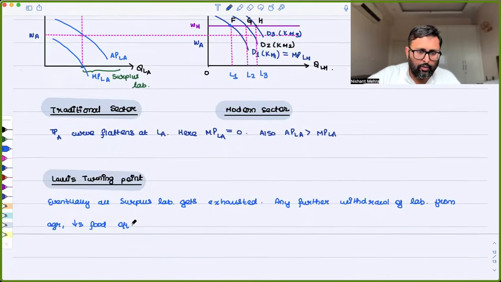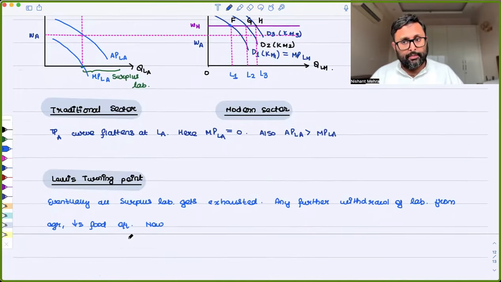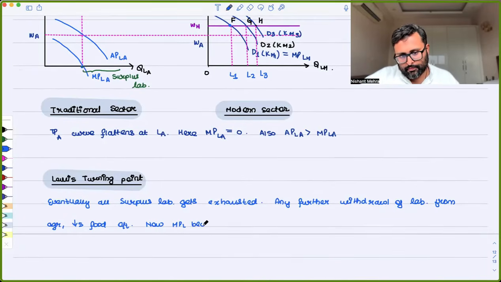So now, after all surplus labor in the agricultural sector has been eliminated, if you withdraw more labor from the agricultural sector, the MPL is going to become positive. तो यहां तक तो MPL जीरो था बेटा, इस पॉइंट के बाद तो MPL जीरो था ना, ये सारे के सारे लेबर में MPL जीरो था, but now MPL becomes positive, right?